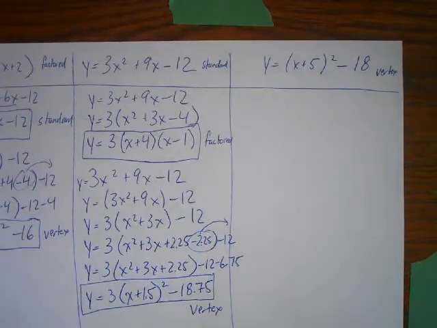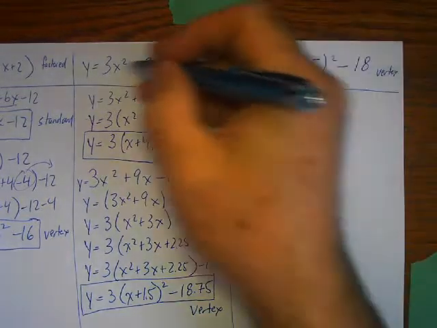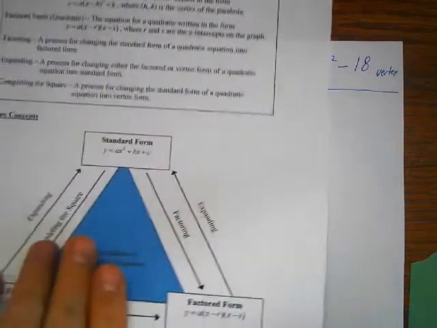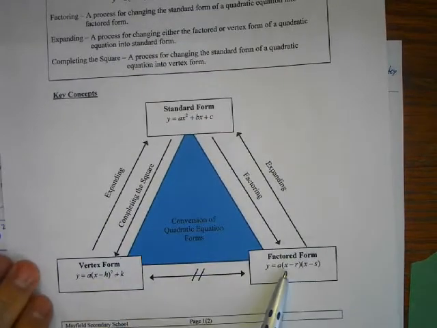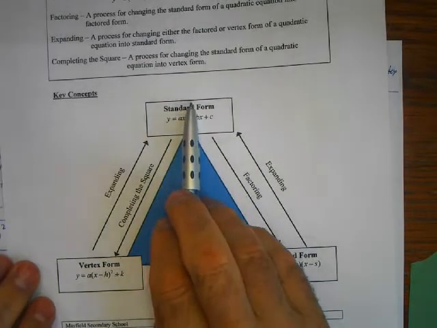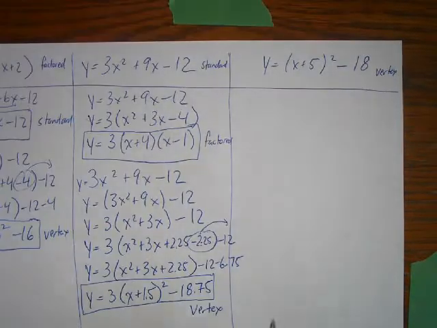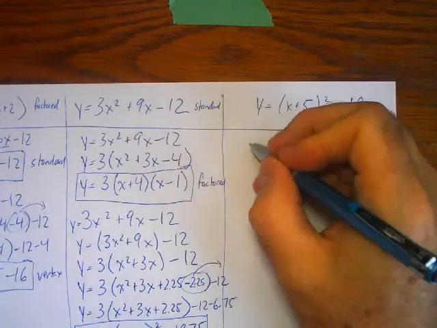Last type of case was where we start with a vertex form and we want to create the other two forms. So again, starting with vertex form, we have no option. We can't go and get factored form directly. We have to go create the standard form, and then from the standard form create the factored form. So now this is where you have to be careful.